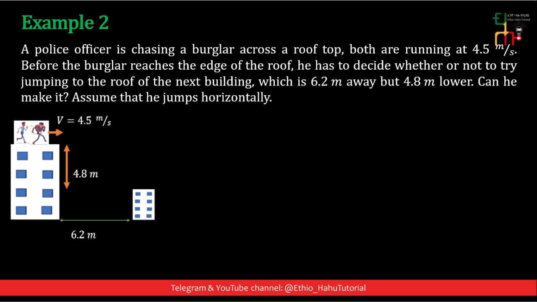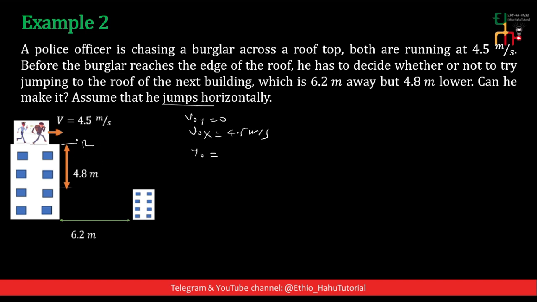Here, this is a burglar and here is the police officer. Both are running at 4.5 meters per second. The next building is 6.2 meters away from this building and 4.8 meters below this building. In this case, V naught y is 0 because we are told that the burglar jumps horizontally. Therefore, V naught y is 0. The initial velocity of the burglar along the y direction is 0. But V naught x is simply Vx, 4.5 meter per second.